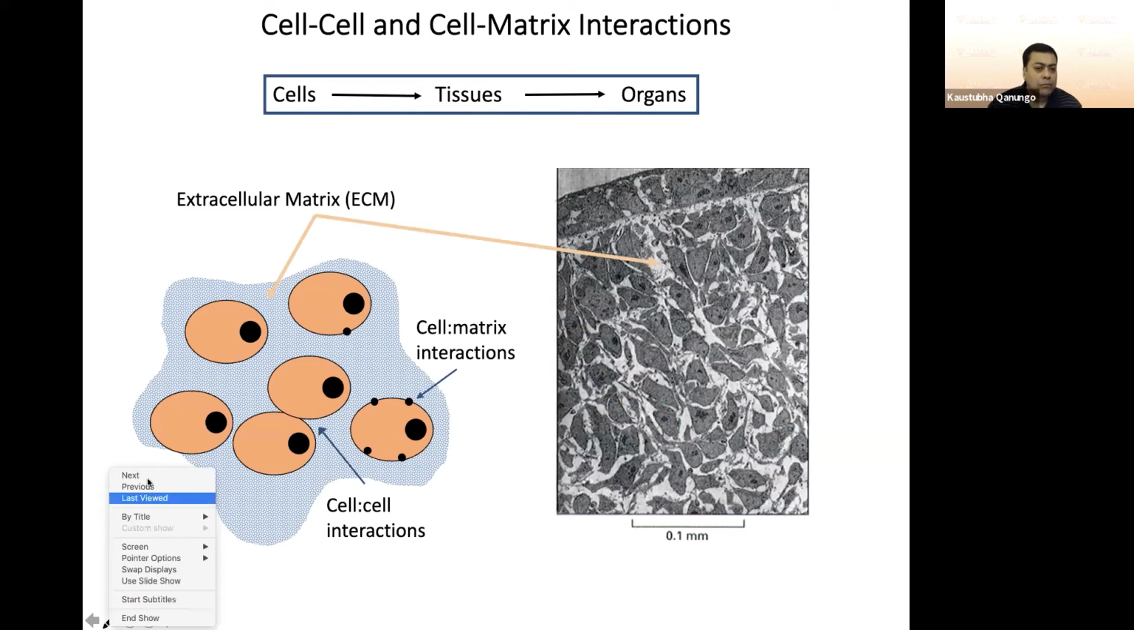As you all know, the cells do not live in isolation. Any questions I did not ask? Any questions, anyone so far? I guess everybody is good.